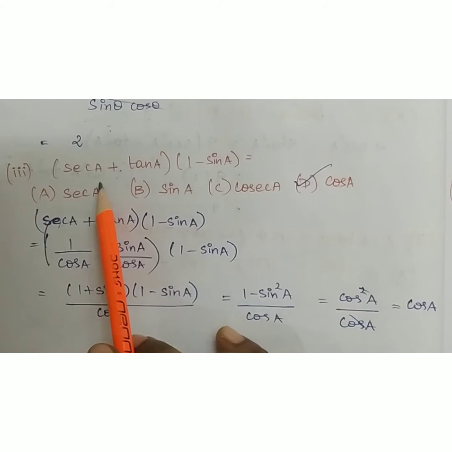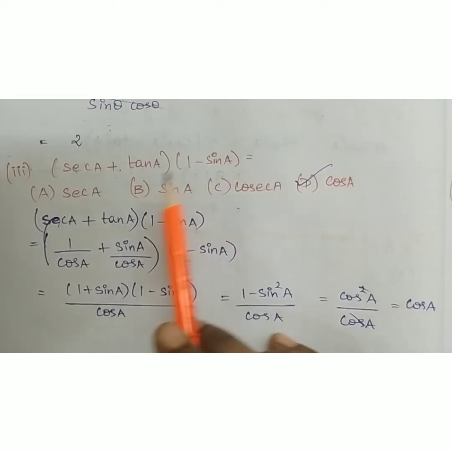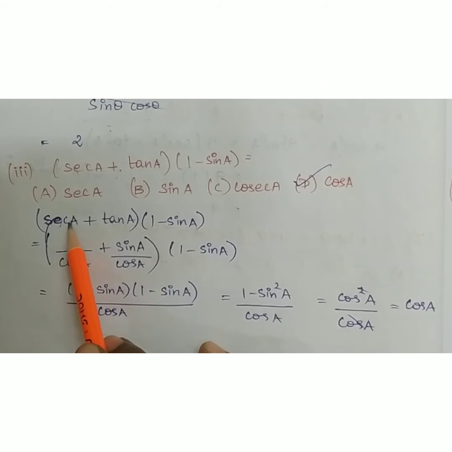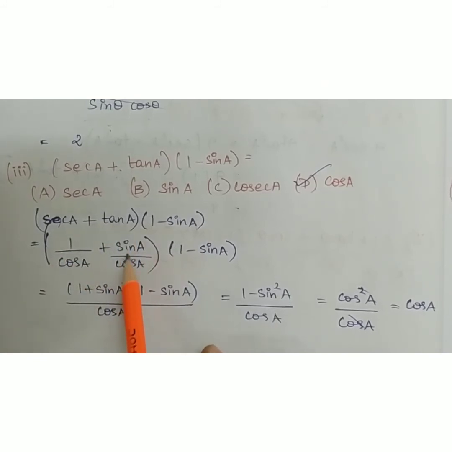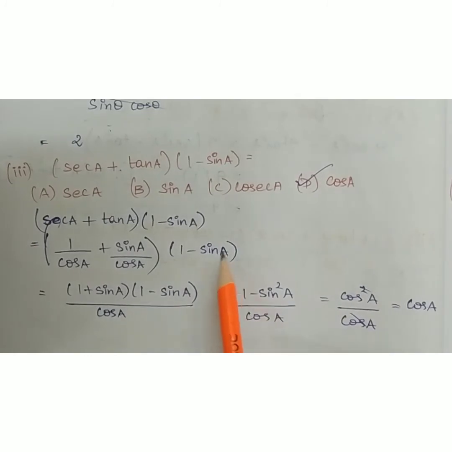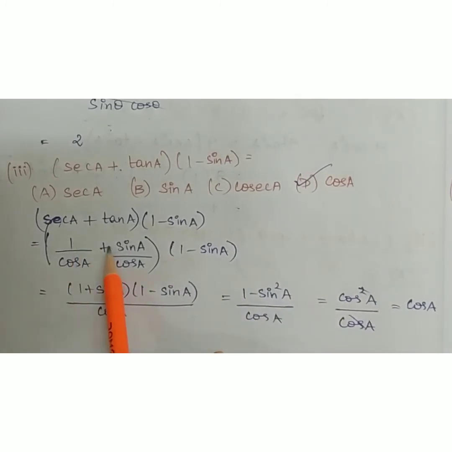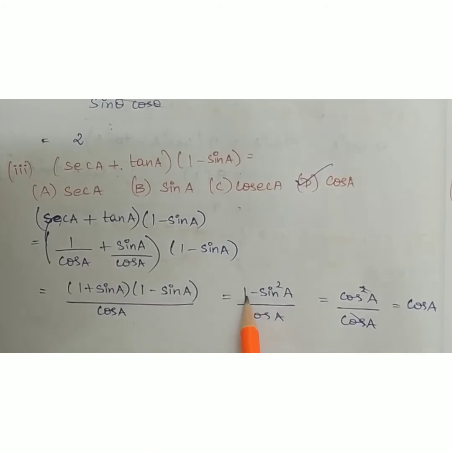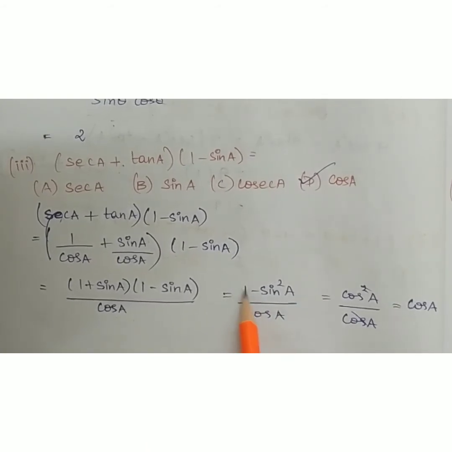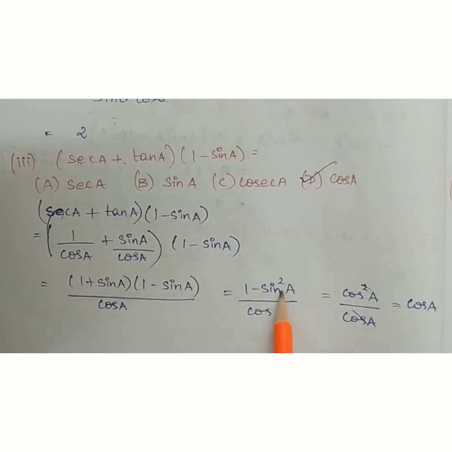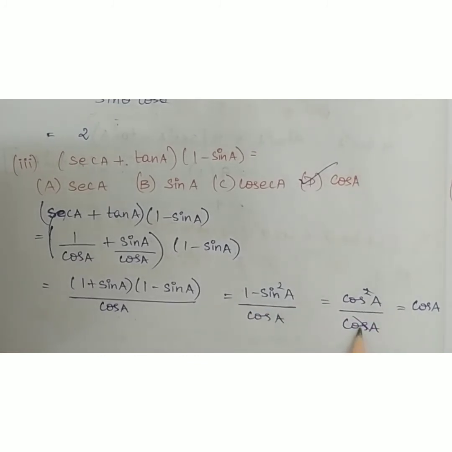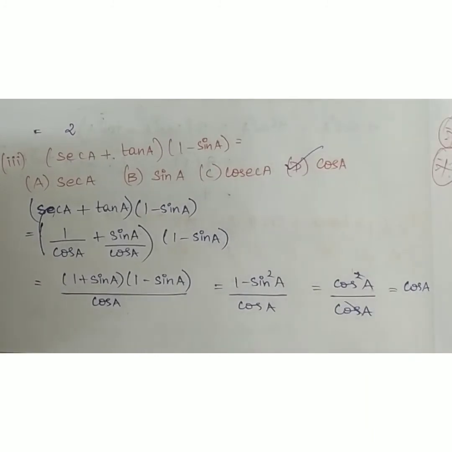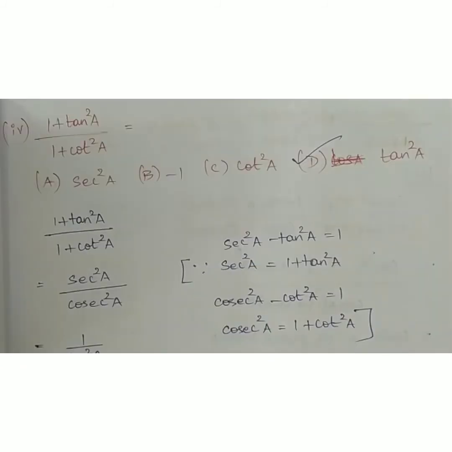Third subdivision. Secant A plus tan A into 1 minus sin A. So secant A plus tan A, you are writing secant A as 1 by cos A and this tan A as sin A by cos A, into 1 minus sin A. Here the denominator is same. So you are combining the numerator. So 1 plus sin A into 1 minus sin A by cos A. A plus B into A minus B. So it is A square minus B square by cos A. That is 1 minus sin square A by cos A. 1 minus sin square A is cos square A by cos A as it is. Cos and cos will get cancelled. So cos A only will be here. Okay. So your option D is correct.